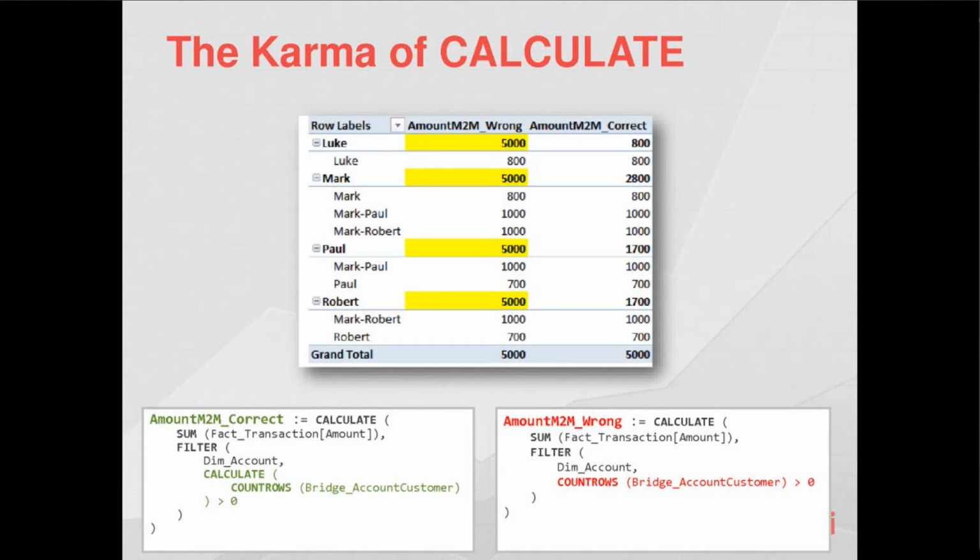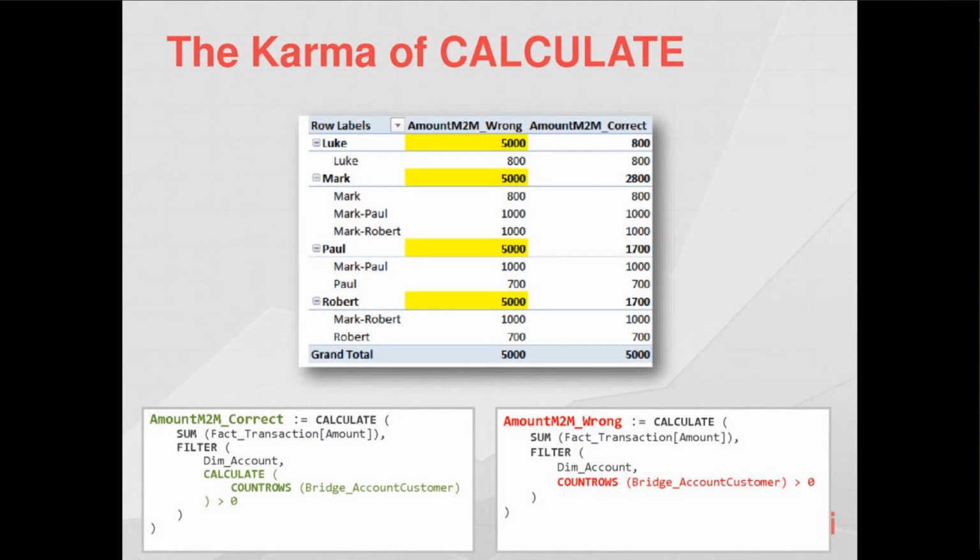Okay? Makes sense? Now, the point is that this formula, although it works, is incredibly slow. It is slow because it needs to iterate over the account table, and for each account propagate the relationship to the bridge table and count the number of rows.